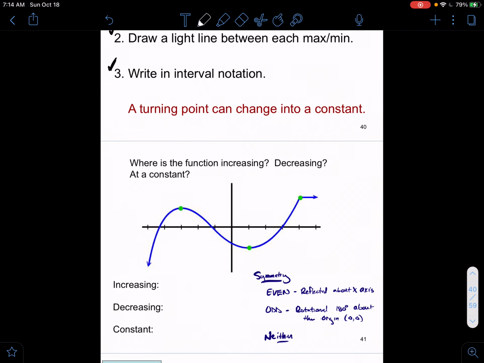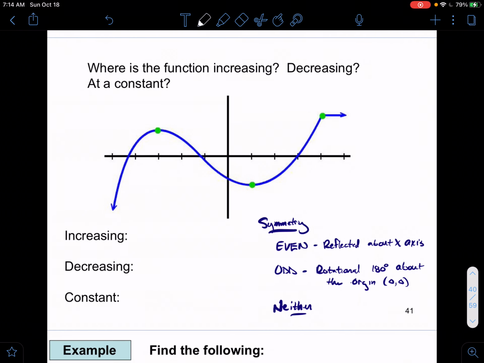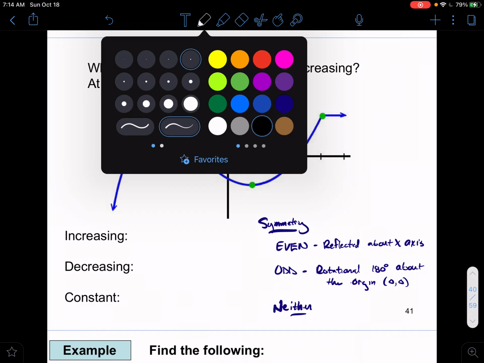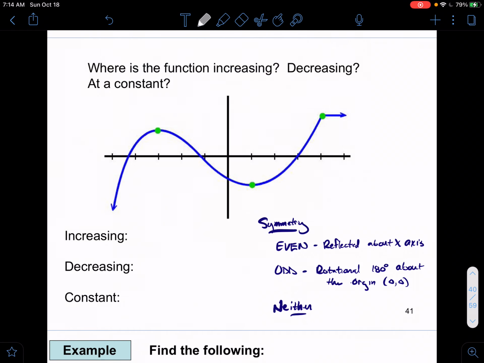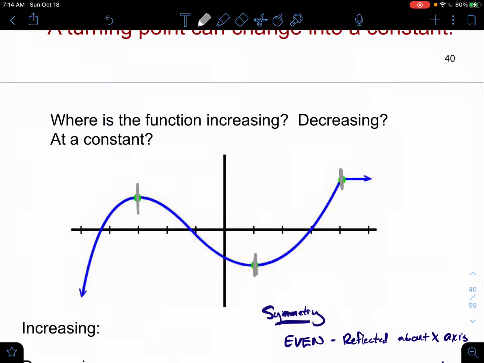Moving on over here, looking at this part right here, it does say where is the function increasing, decreasing, and constant. So coming over here, again, what I would suggest is drawing a line through any relative mins or maxes you see. Now, officially, this is not a relative min or max, but this is a turning point that we want to pay attention to.